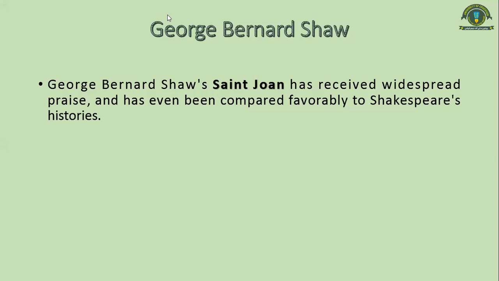George Bernard Shaw's Saint Joan has received widespread praise and has even been compared favorably to Shakespeare's histories. The play is actually about a national heroine of France who at the age of 18 led the French army to victory over the English at Orleans, and she was captured a year later and then was burned. So after more than 500 years, she was officially declared a Roman Catholic saint.